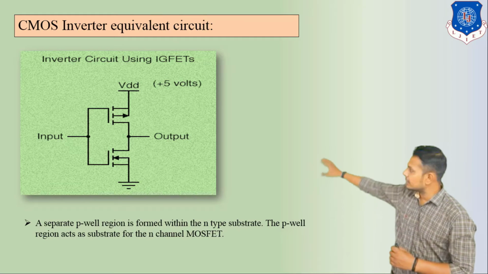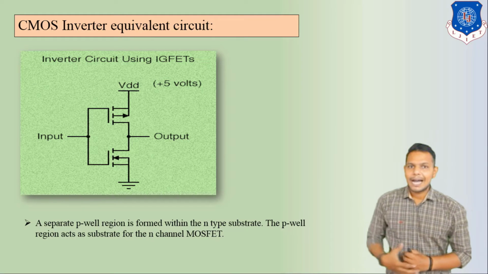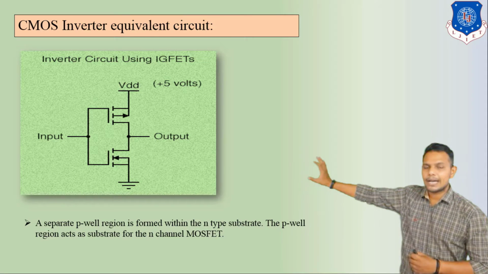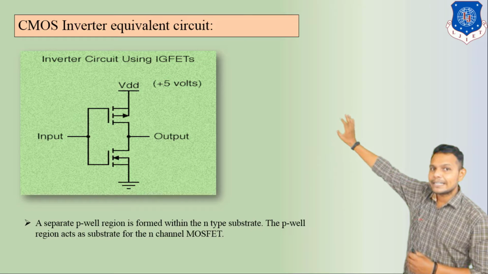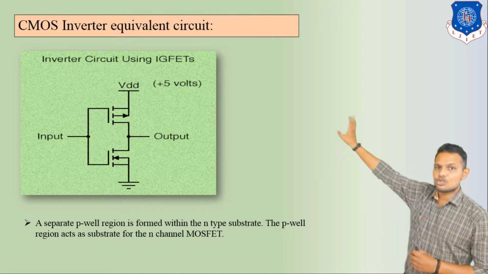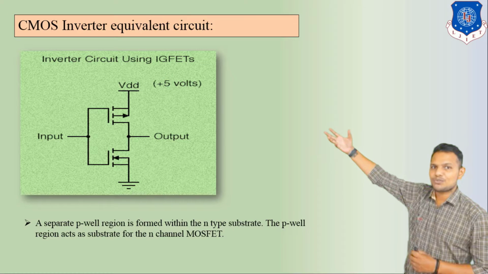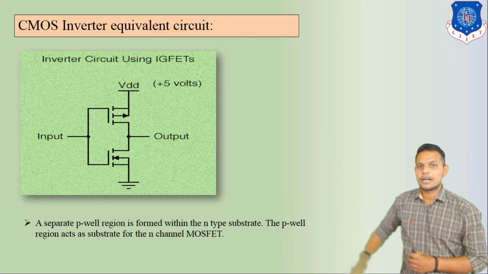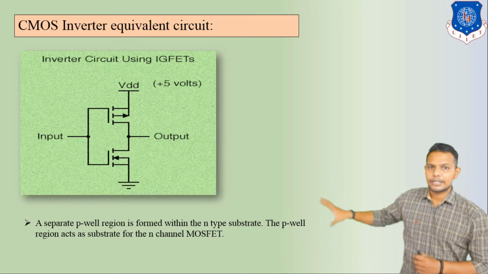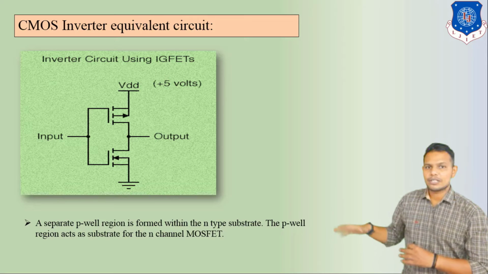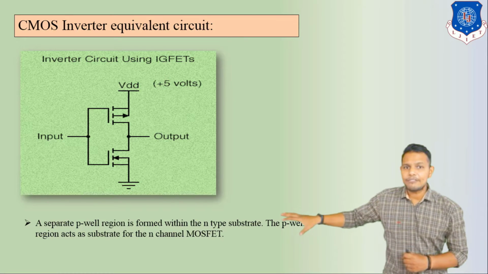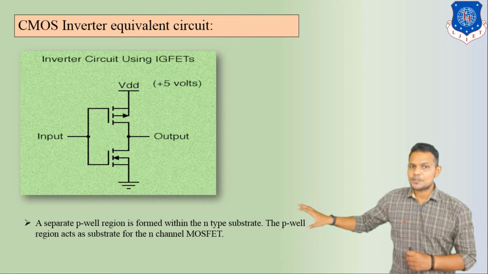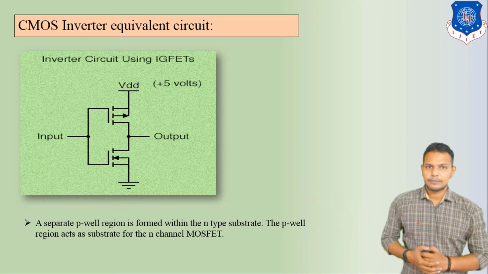Here we can see first the inverter circuit using IGFETs. In the center we connect the output. Above, we can see VDD, that means drain voltage, which is plus 5 volt. There is the input, and the source terminal is grounded. This connection is known as the CMOS inverter. A separate P-well region is formed within the N-type substrate. The P-well region acts as the substrate for the N-channel MOSFET.